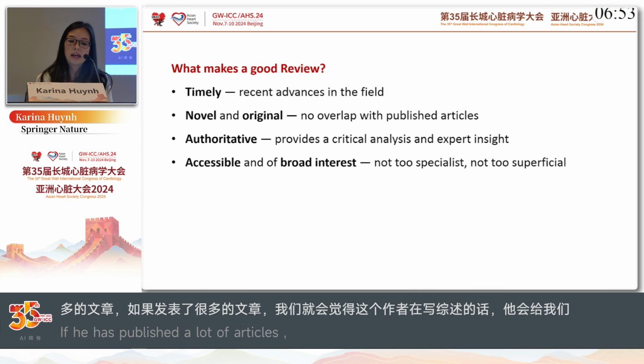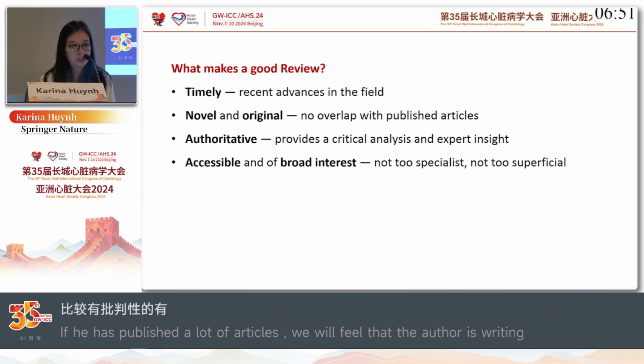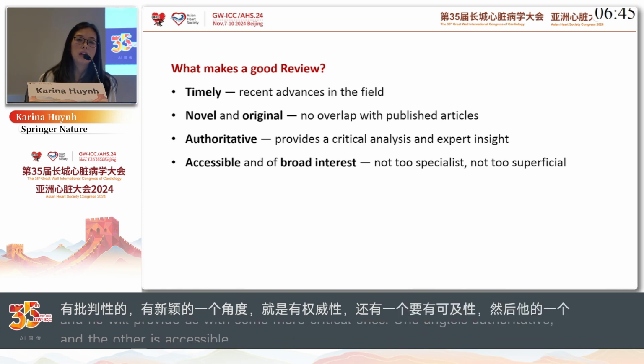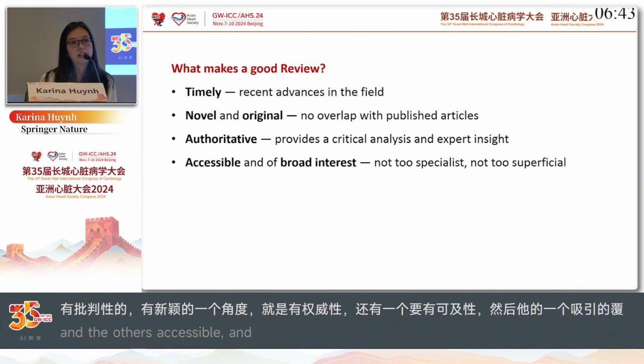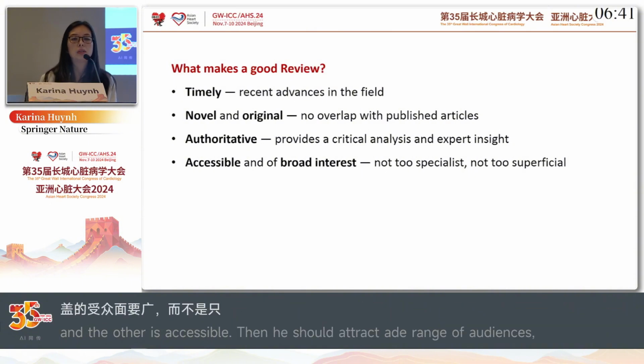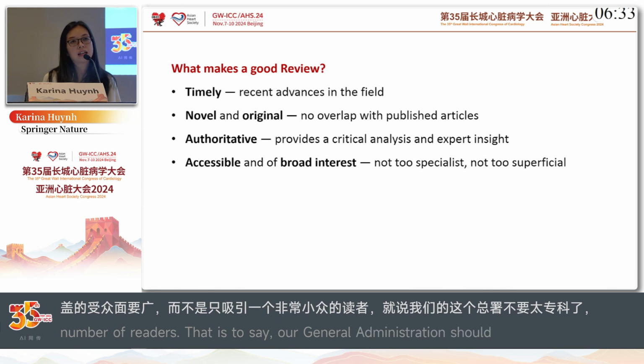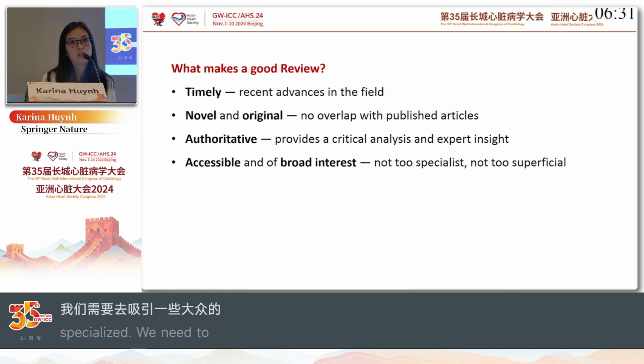The review should be accessible and of broad interest. It has to really strike a good balance between not being too specialist, but also not being too superficial. What I mean by that is we don't want to publish anything that's a little bit too technical or a little bit too niche, because there are definitely better places for that, different journals that might be more appropriate for those types of really technical reviews.